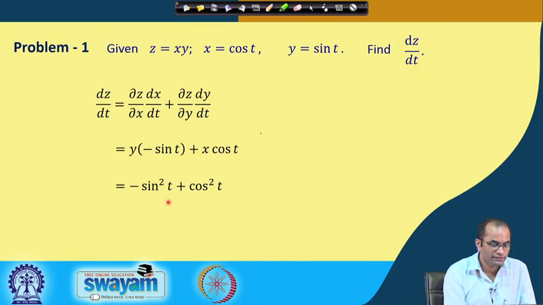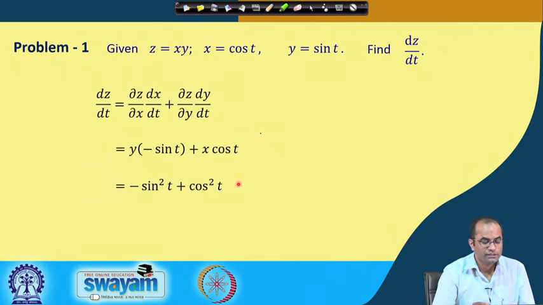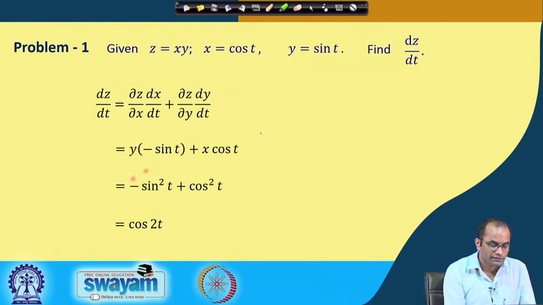So, this is the derivative of z with respect to t without substituting into the function and then getting the derivative. So, this we can again simplify to get cos 2t.